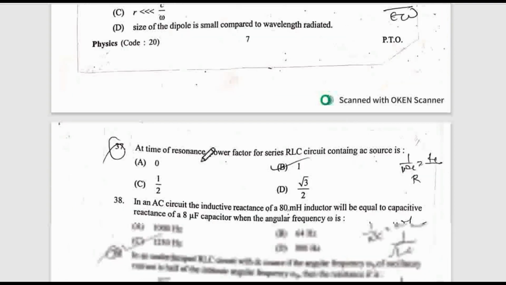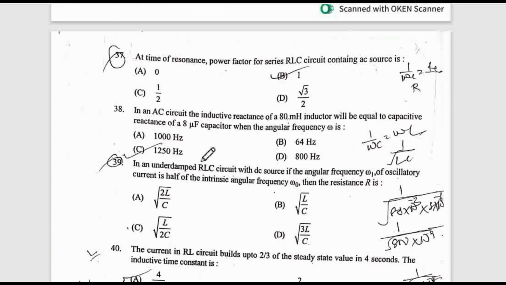So let's come to the 37 number question. It has asked to find the power factor of an RLC circuit. What is this RLC circuit? It is in series, and it is connected to an AC source. That means an alternating current is connected to the circuit elements: a resistance, an inductor, and a capacitor.